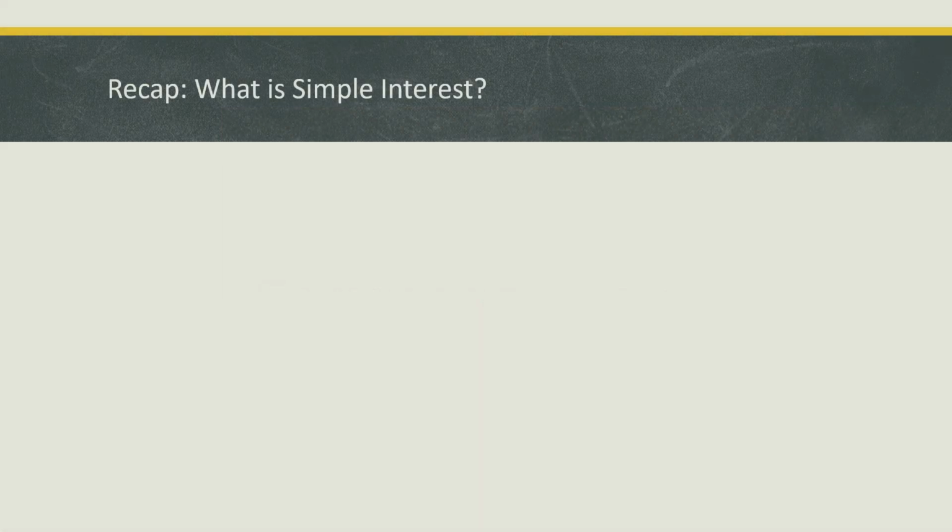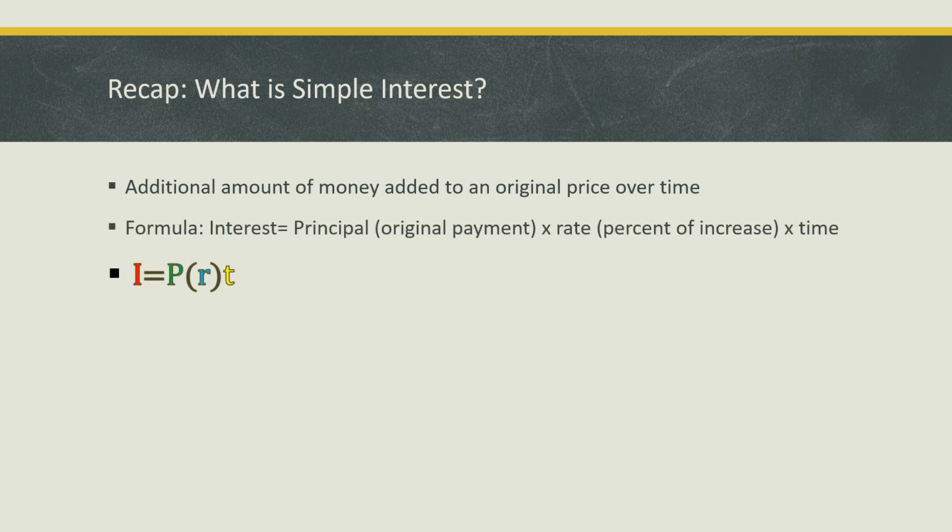Now, before we get into compound interest, we should recap on what simple interest is. In our last video, we talked about how simple interest is an additional amount of money that you add to an original price over time. Now, in order to calculate that, most of the time all you need is a formula. I is equal to P times R times T. I is your interest, P is your principal or original payment, R is your rate, which is your percent of increase, and T is your time.